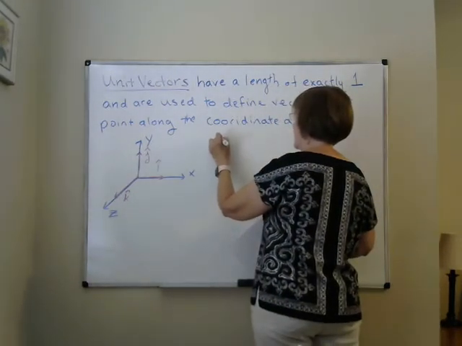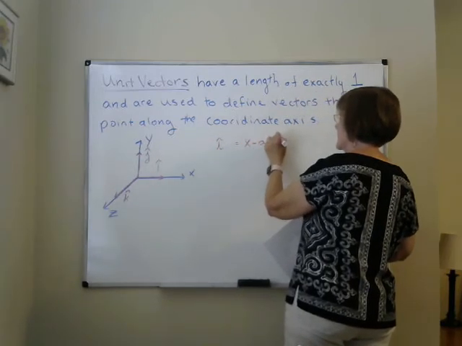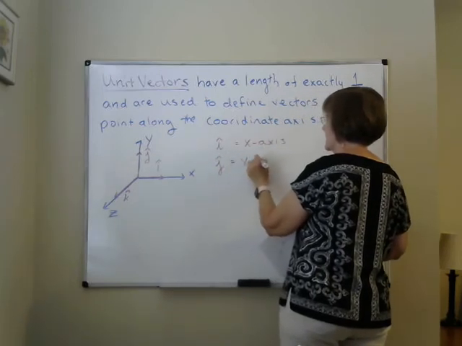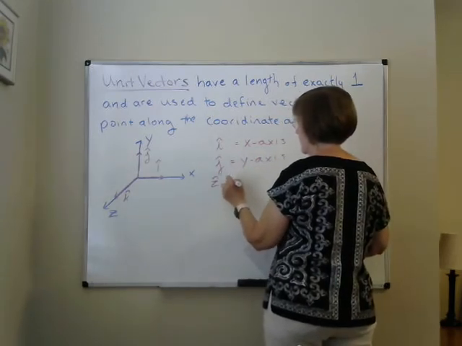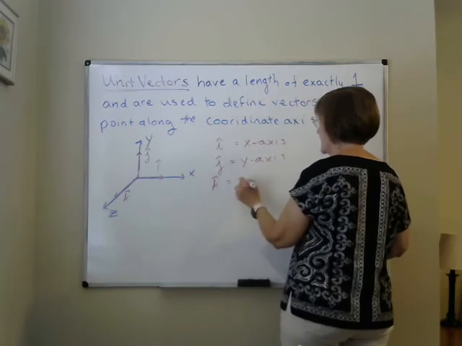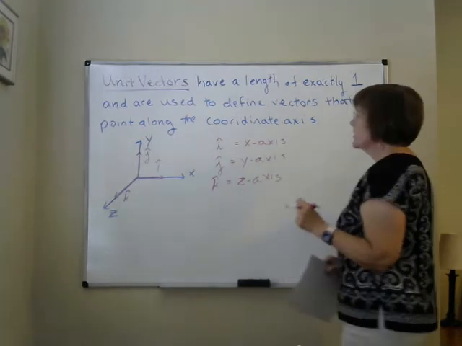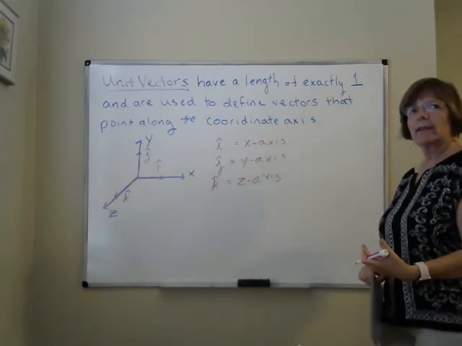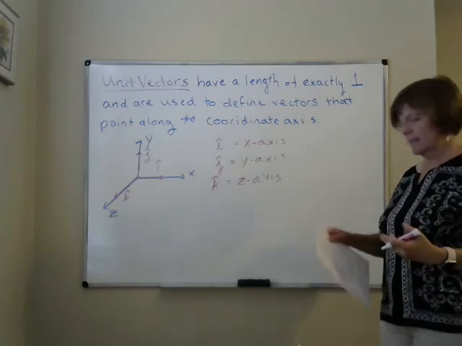I means it points in the direction of the x-axis. J means the vector points along the y-axis. And K points along the z-axis. These are basically just vector components. What component does the vector have in the x direction? What's the component in the y direction? What's the component in the z direction?